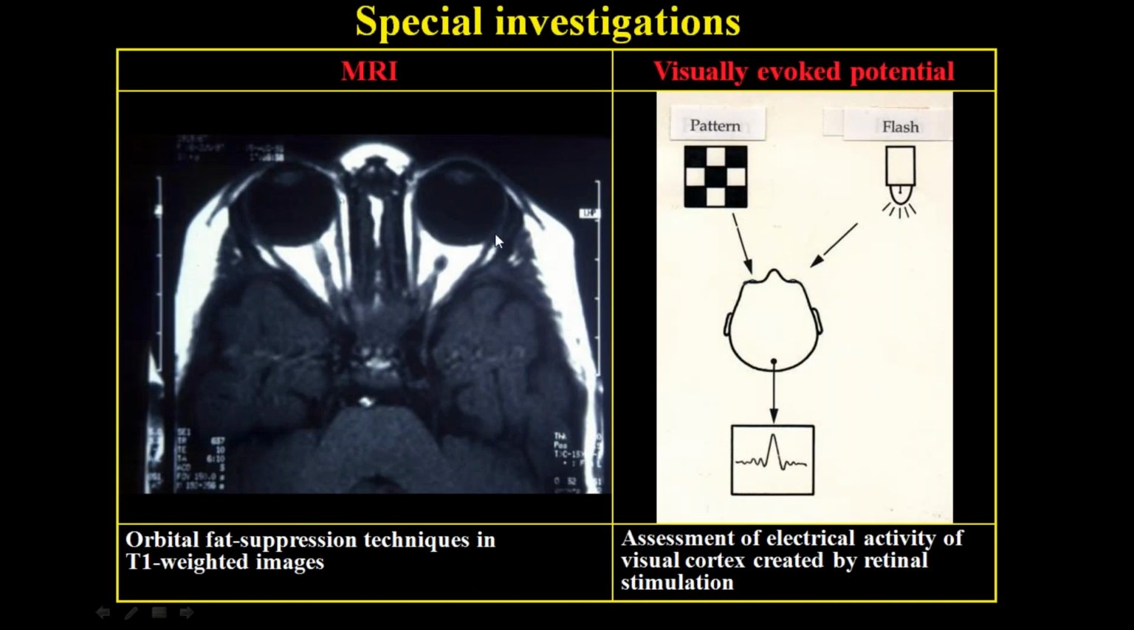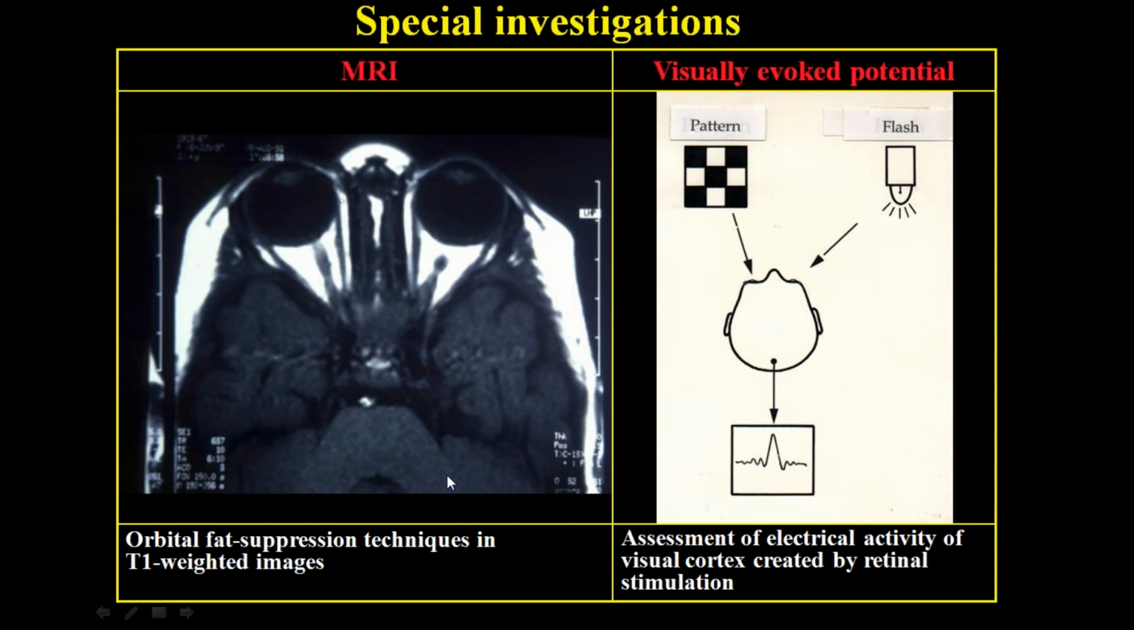Now these are some investigations which we commonly do for a case where you are suspecting optic neuropathy. You have to do a VEP, a visual evoked potential, which shows increased latency. This is the VEP, which is commonly done for a case of optic nerve dysfunction. It assesses the electrical activity of the visual cortex created by retinal stimulation. So it assesses how the visual pathway is from the retina till the occipital cortex. So that is one investigation which is commonly done.